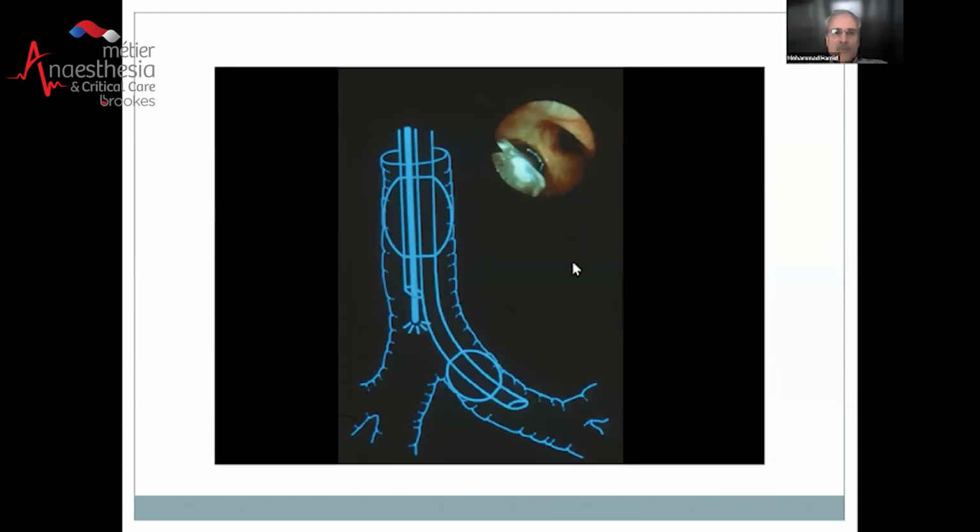So this is the position where you can see the left side double lumen tube has been used, and with the help of the fiber optic bronchoscope, you can see the right bronchus, and in the left bronchus the tube is going with the upper part of the blue balloon can be seen. So this is the blue balloon. If you can see the upper part, then it means your position is perfect.